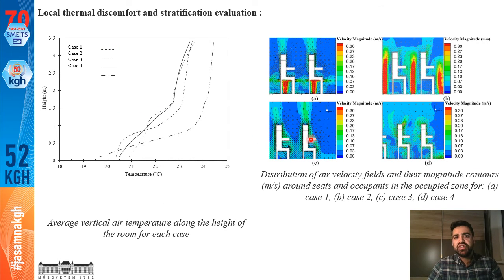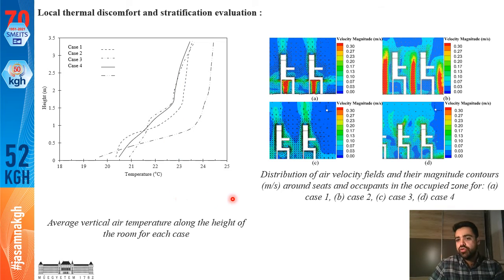Obviously, here are the local thermal discomfort and stratification evaluations, and the whole temperature. So you could see the case A, the cases 1, 2, 3, 4 indicated in these. So we wanted to see really what is the highest temperature difference. As you can see, in the case of number 2, the temperatures are rising from 19 to 24, while in the cases 1, 2, 3, it is almost 23.